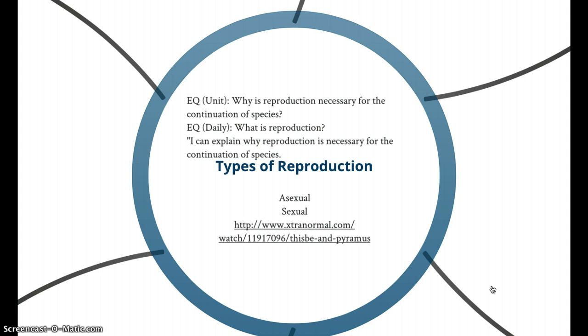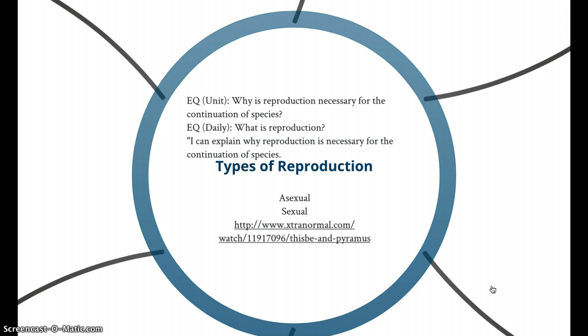However, we have an essential question for the day. This question should be able to be answered by the end of these notes. That question is, what is reproduction? We also have an I can statement that says, I can explain why reproduction is necessary for the continuation of species. Therefore, if you are able to explain why it's necessary, then you have essentially answered the unit question.